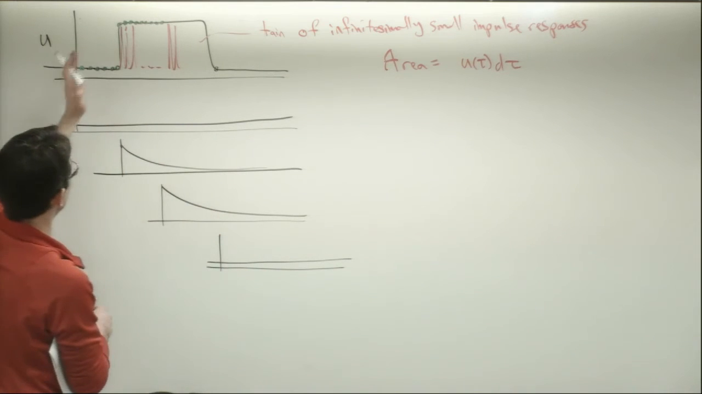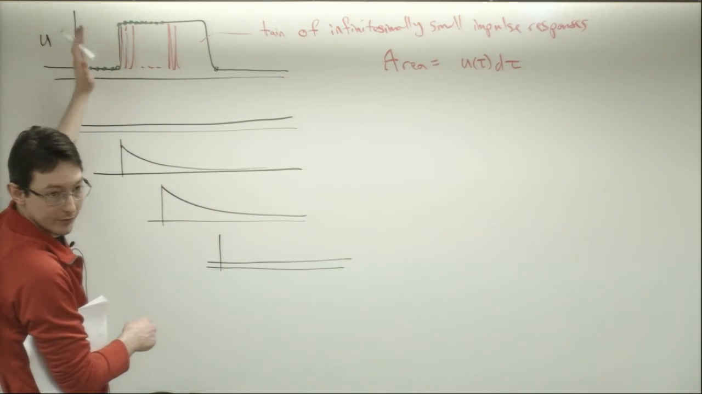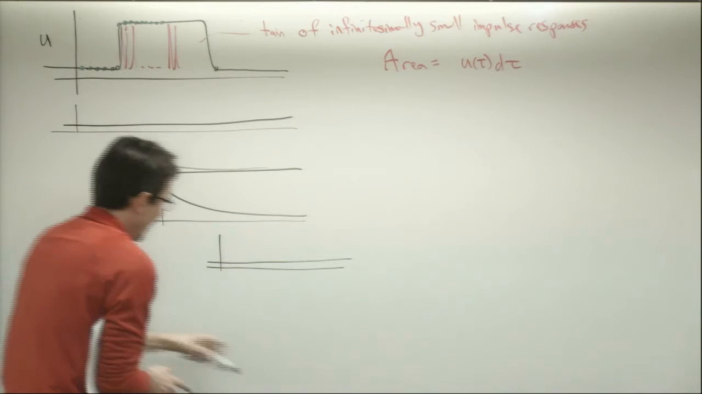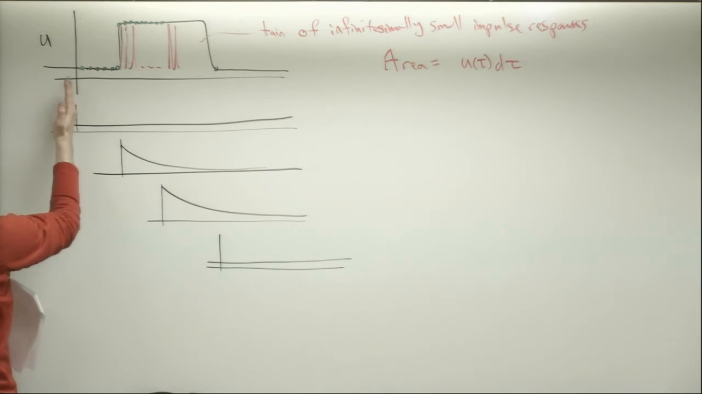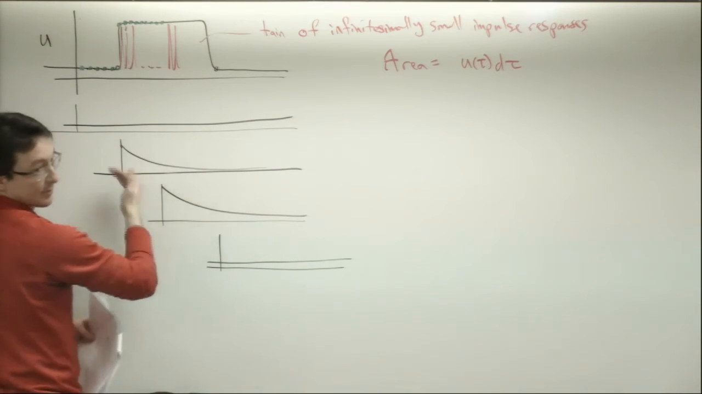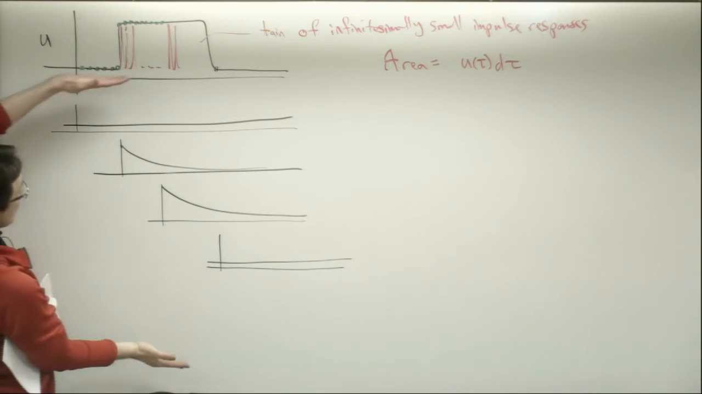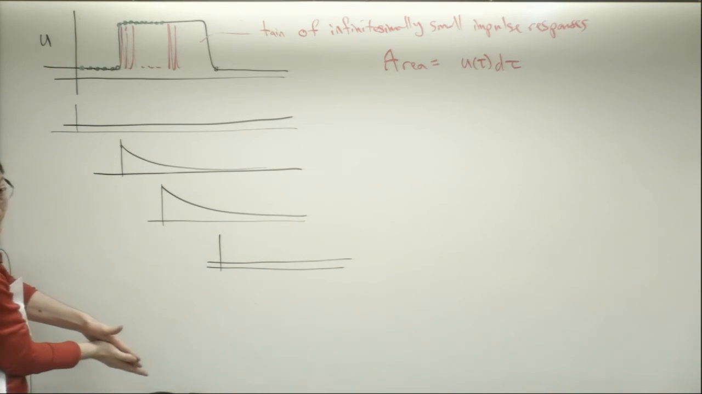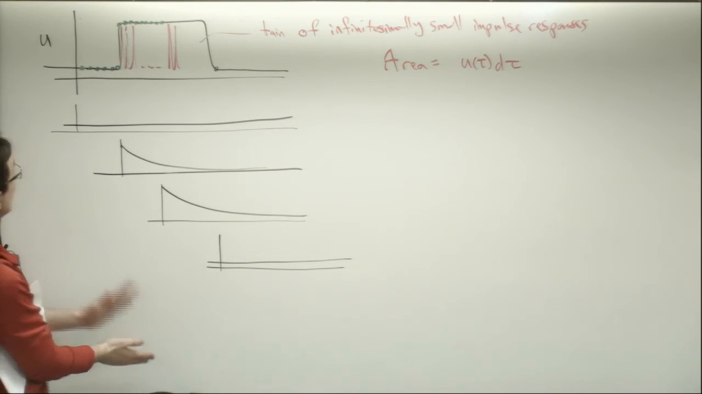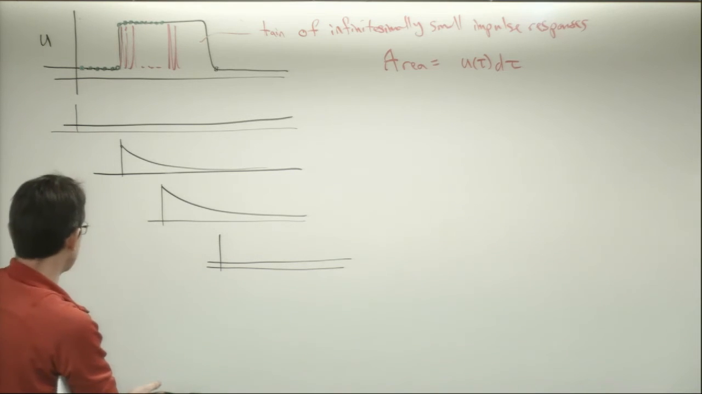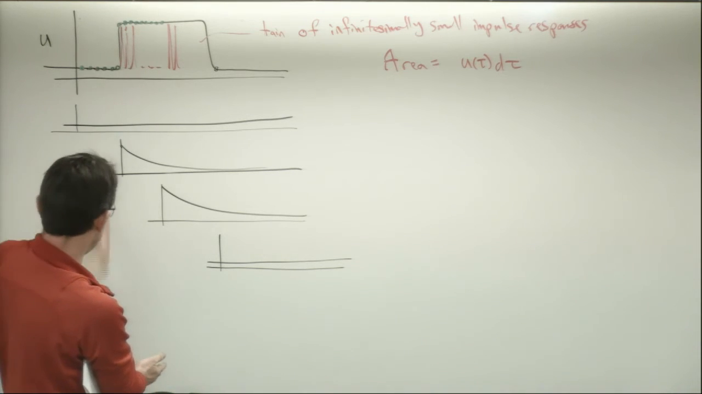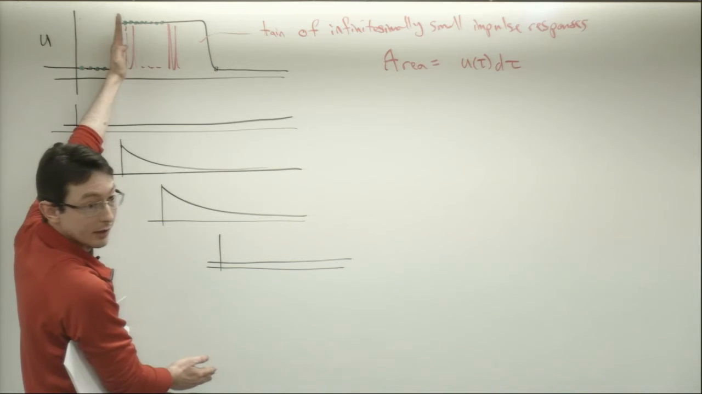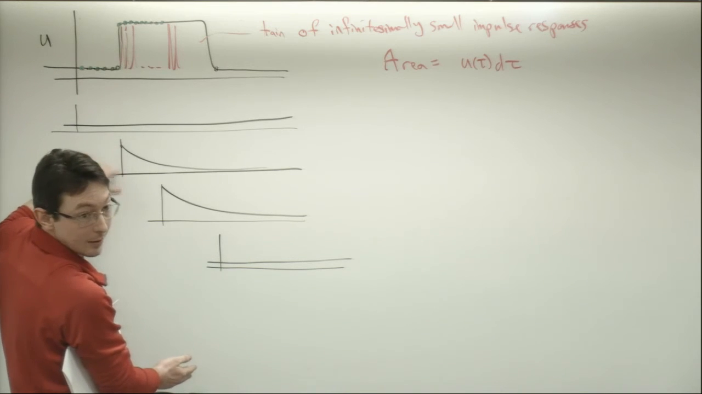So for every little point in this input function u, I'm saying that it's creating these infinitesimal impulse responses. And what I'm going to do is add all of these up. So at time 0, I have 0 response. At time 0.1, I have 0 response. And then when the step turns on, I actually start getting a little response.